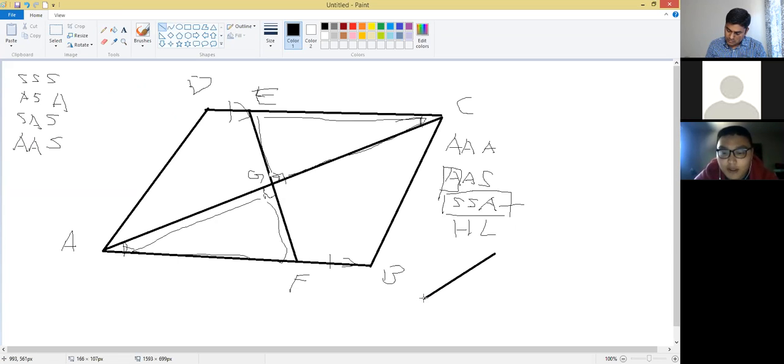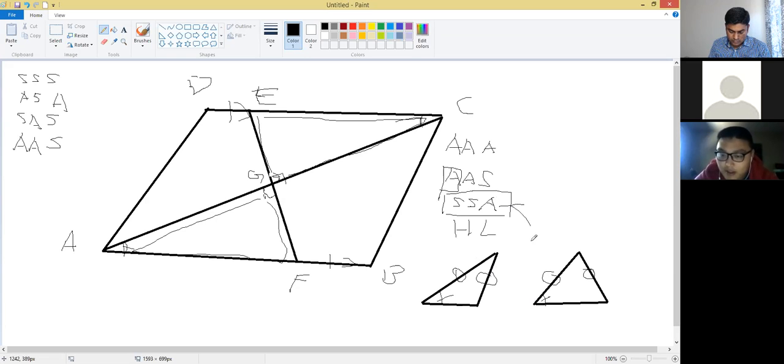So one triangle can look like this. And another one. Okay, so in this situation, this side and this side are equal. They have one side equal. This side and this side are equal. There are two sides equal. This angle and this angle are equal. Are they congruent? No. That's why SSA cannot be the reason to prove it's a congruent triangle.